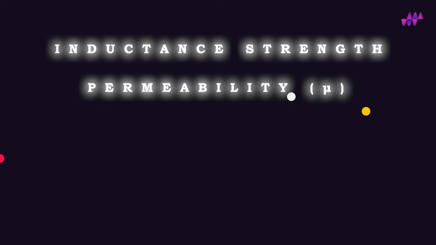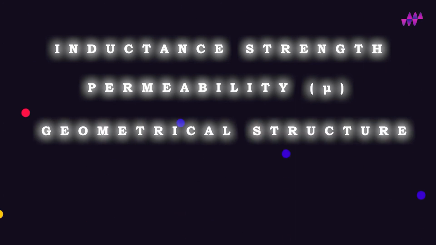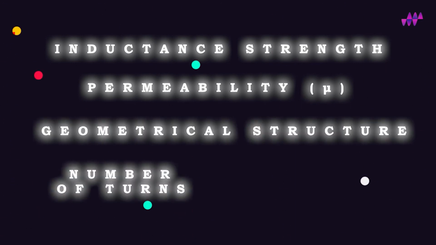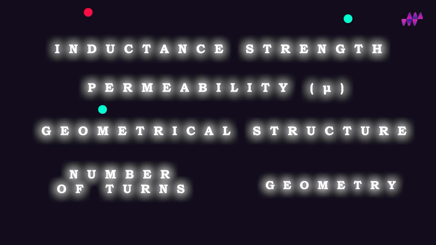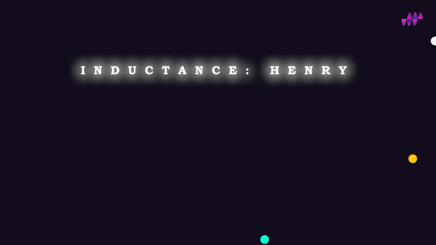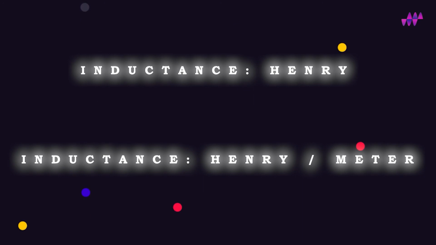The larger the permeability, the larger the inductance. Second, geometrical formation. The greater the turns of coil, the greater the inductance. The geometry of the inductor, whose inductance is increased when the wire is shaped as a coil or helix. Material's inductance is measured in Henry, while material's permeability is measured in Henry per meter.